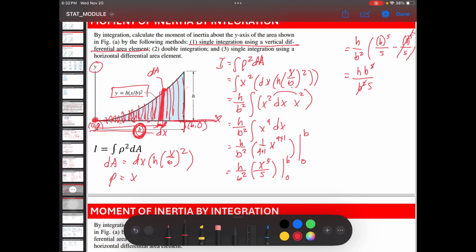Parehas b ito, so we can cancel. It is hb raised to 3 na lang over 5. So, this is our Iy. This is yung sa y-axis, hindi centroidal. So, it is just Iy.